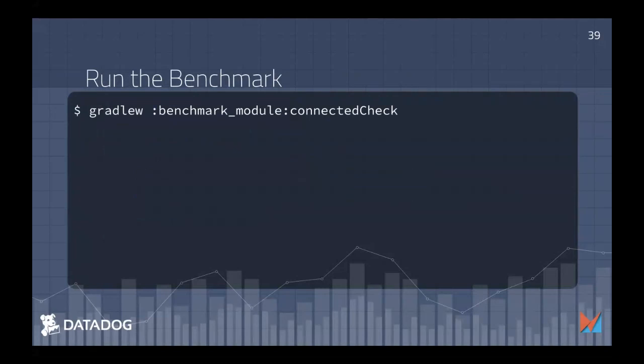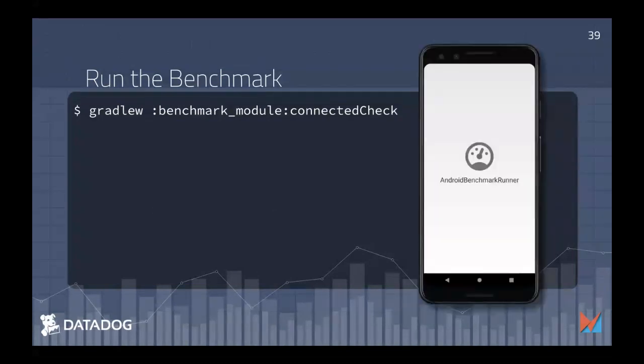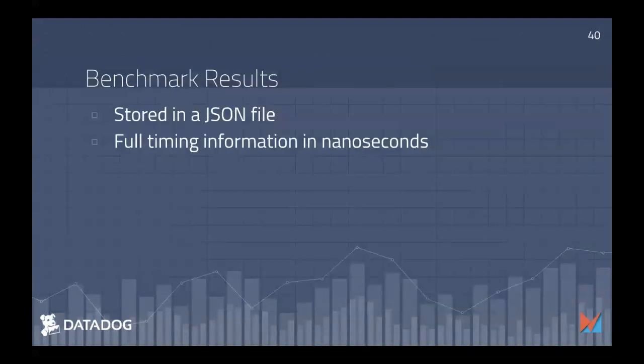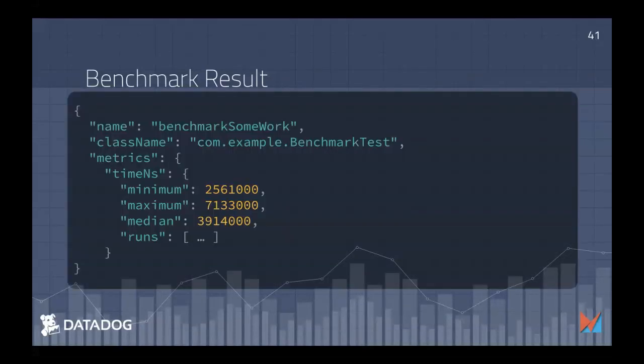To run it, it's as simple as running an instrumented check, as we always do. Just run the connected check task with Gradle, which is going to run this on your device or emulator. And then you're going to get the result in a JSON file with full timing information in nanoseconds. This is the kind of result that you can get.